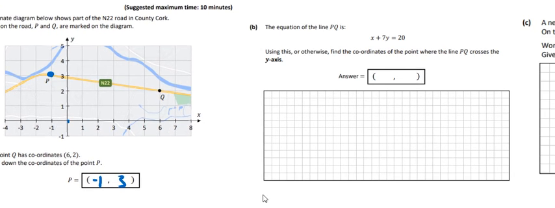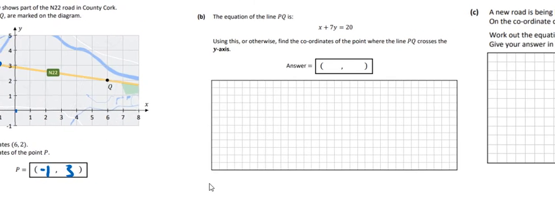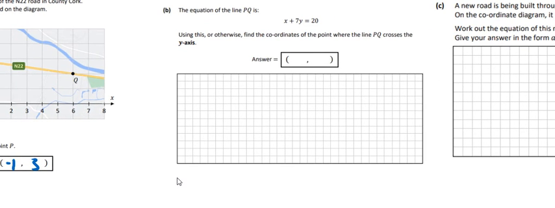Part B then, the equation of the line PQ is x plus 7y equals 20. Using this, or otherwise, find the coordinates of the point where the line PQ crosses the y-axis. Whenever I'm explaining this, I always go through it. So if you think about it, that line is going to cross the y-axis somewhere.